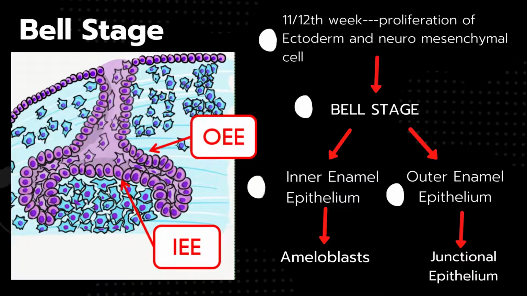By the 11th or 12th week, ectoderm and neuromesenchyme continue to proliferate. As the epithelial cap becomes larger, it resembles more of a bell shape, hence the name bell stage. At this time, the enamel organ contains two layers of cuboidal cells named the inner enamel epithelium, IEE, and the outer enamel epithelium, OEE. The IEE is next to the dental papilla, with the basement membrane physically separating the two. The IEE differentiates into ameloblasts and produce enamel, while the OEE is involved in tooth eruption and forms the junctional epithelium that bridges the tooth surface and oral mucosa.